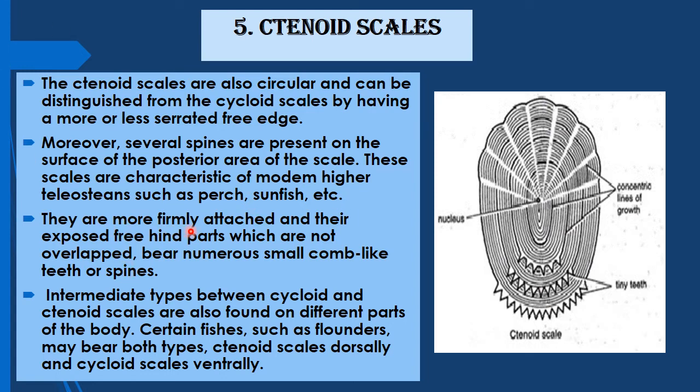So they are more firmly attached and their exposed free hind parts, which are not overlapped, bear numerous comb-like teeth or spine-like structures. And intermediate types between the cycloid and ctenoid scales are also found on different parts of the body. Certain fishes such as flounders may have both types, that is ctenoid scales dorsally. On the ventral side we can see the cycloid scales.